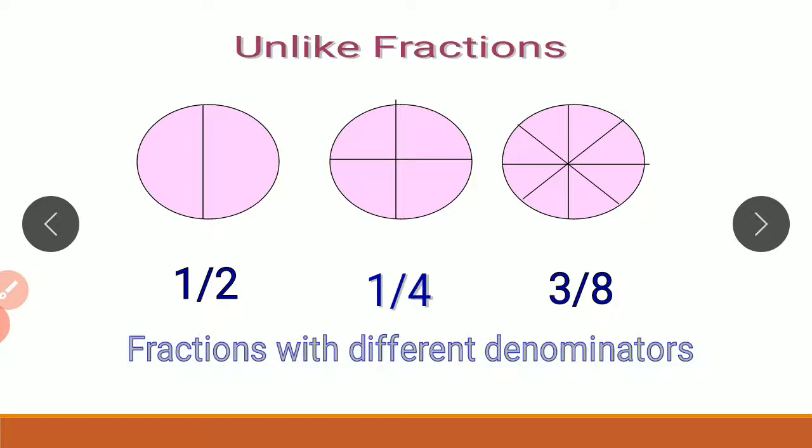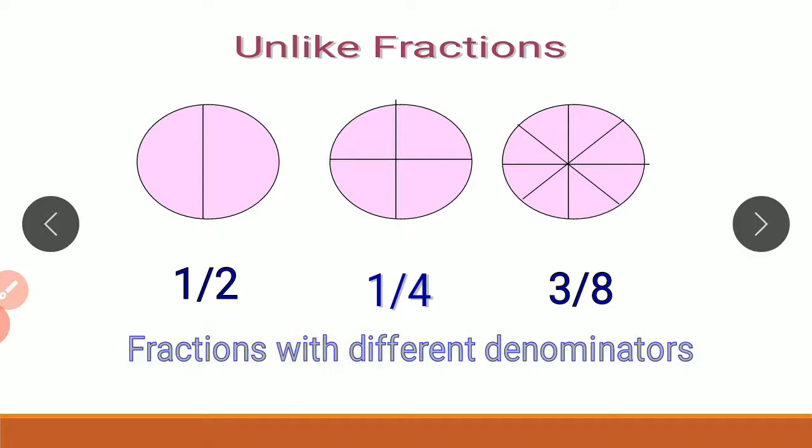Then in the last picture there are 8 parts, so we have to write the fraction for 3 parts. That's why we write here 3 by 8. If we want to write the fraction for one part, we will write here 1 by 8. And these fractions all have different denominators, that is here 2, there 4 and here 8. Fractions with different denominators are called unlike fractions.